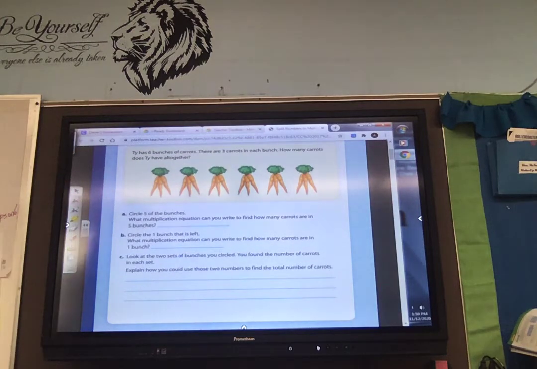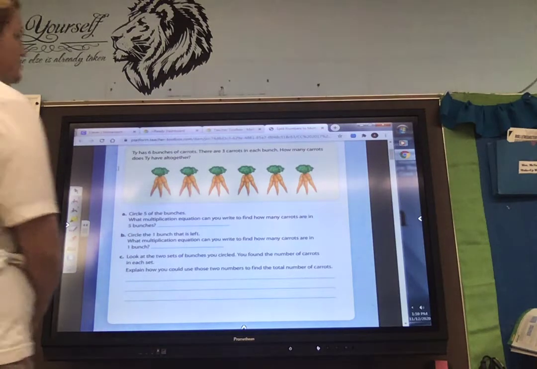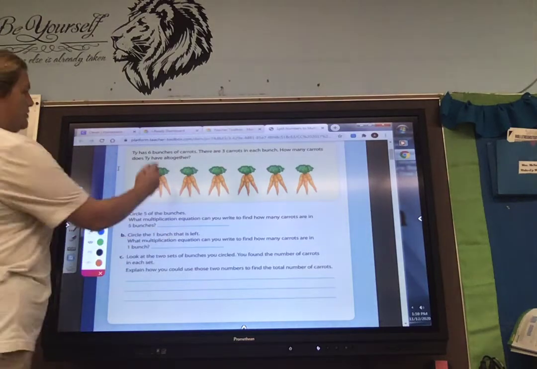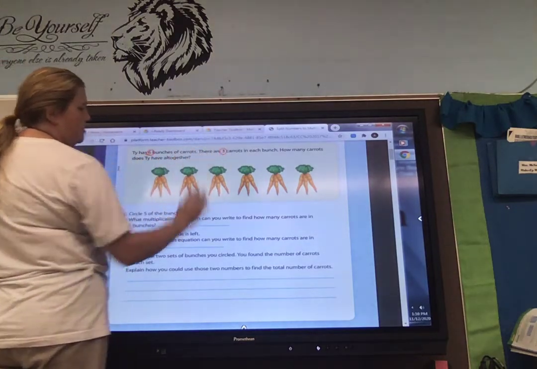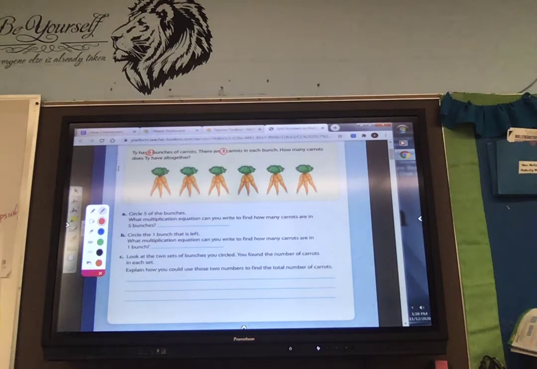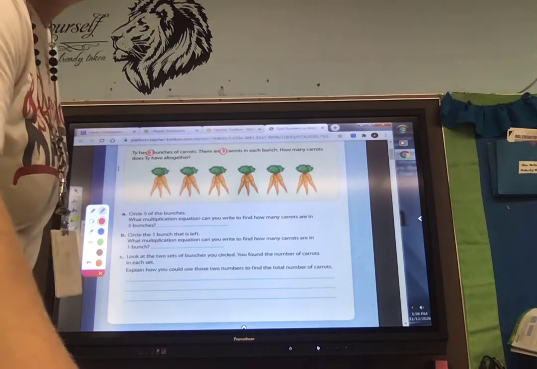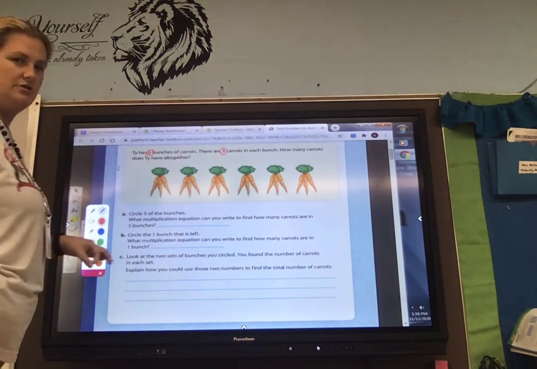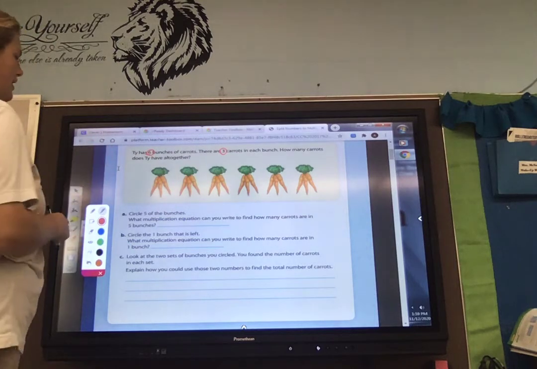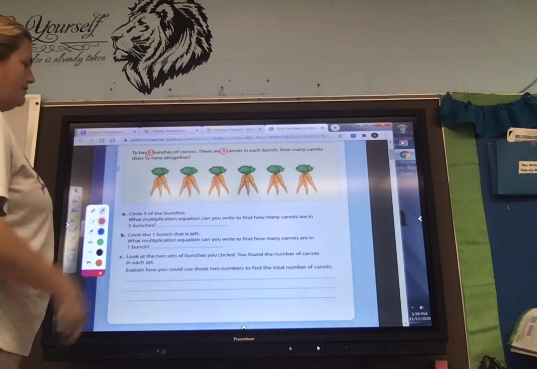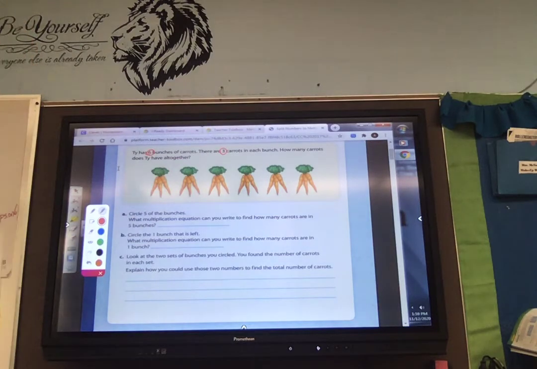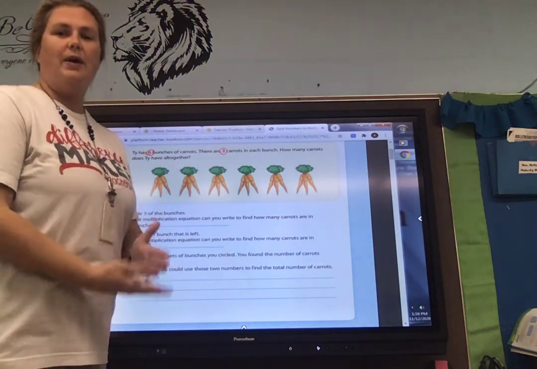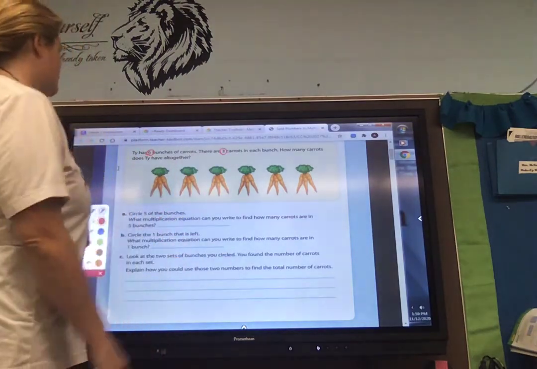Ty has 6 bunches of carrots. There are 3 carrots in each bunch. How many carrots does Ty have altogether? Now, I know you know your 6's. You've been working with your 6's, but what we're fixing to learn is if for some reason you didn't know your multiplication facts of 6, you could break these numbers up into smaller factors. We talk about that Subway sandwich a lot and how you can't finish a foot-long sandwich in one bite. You have to do small bites. So sometimes in multiplication, when we're given a great big huge number, we want to break it up into smaller pieces or smaller factors.